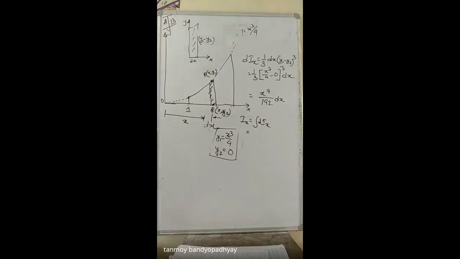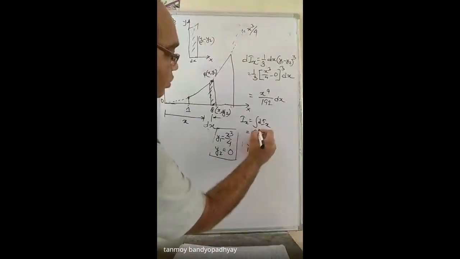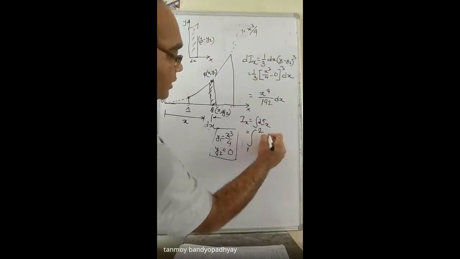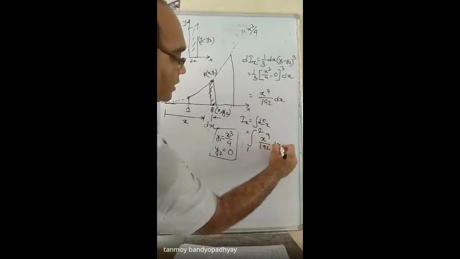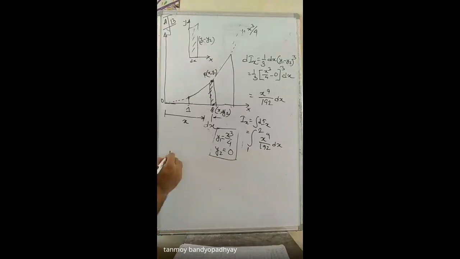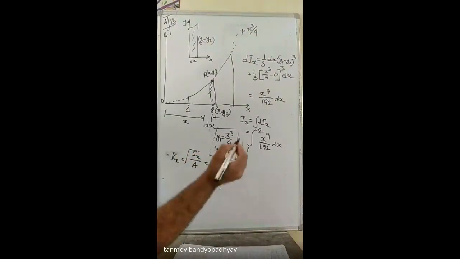Is it understood? So integrate this. Yes, sir. Integral from 1 to 2 of x to the power 9 by 192 dx. So you'll be getting Ix. Once you get Ix, you have to calculate kx. So kx will be equal to root over of Ix by the bounded area you have already calculated. In that way you calculate kx.